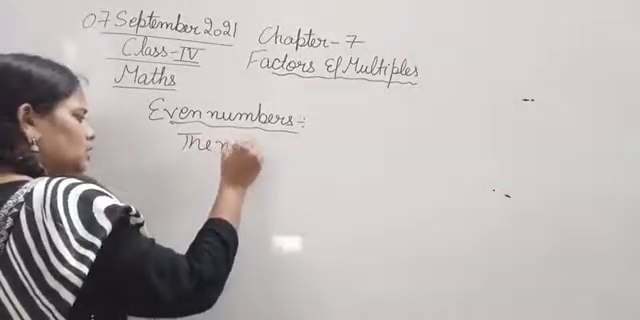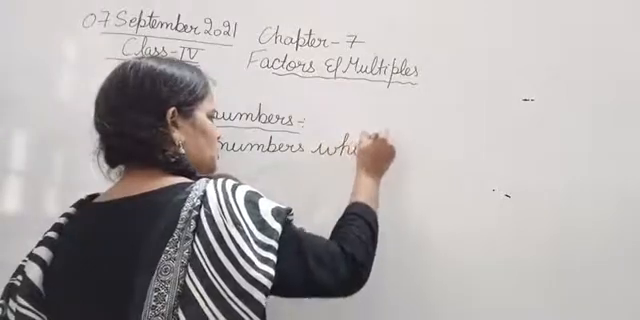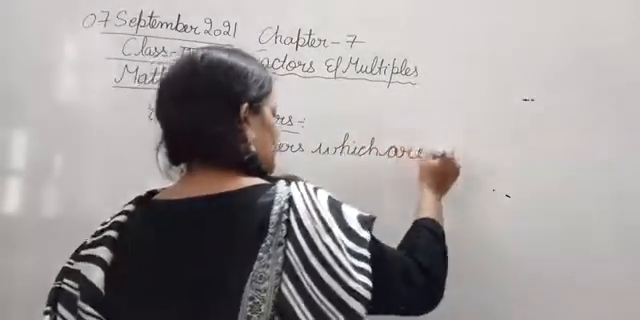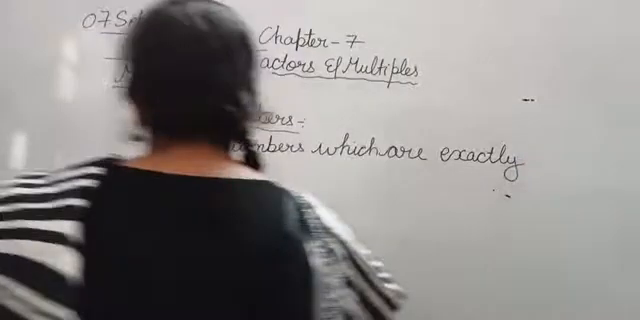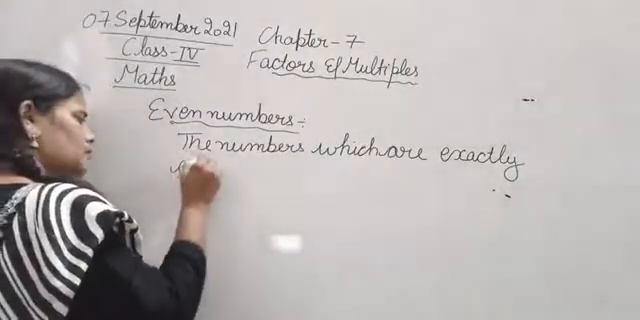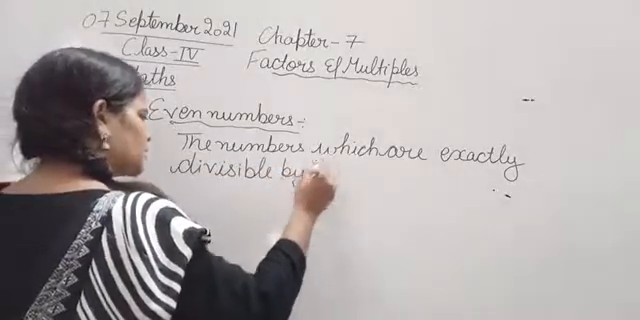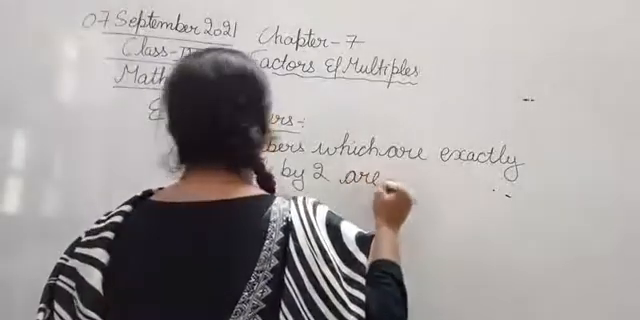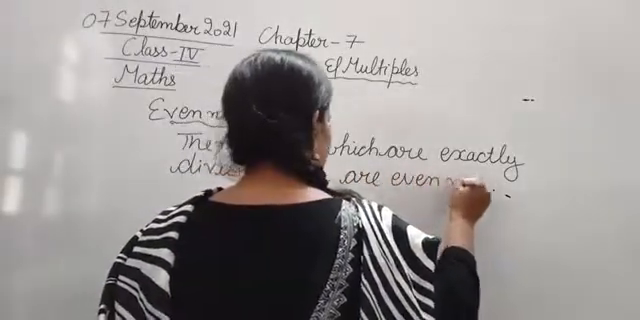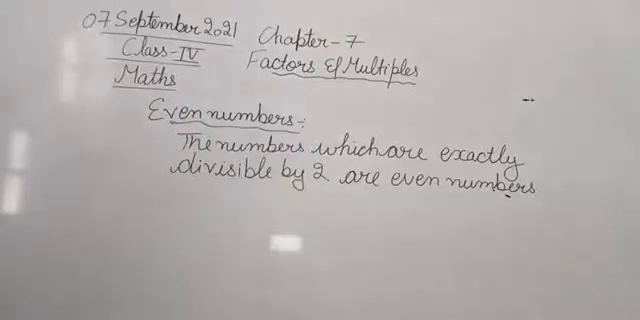The numbers which are exactly divisible by 2 are even numbers.